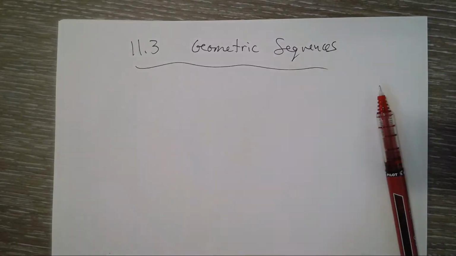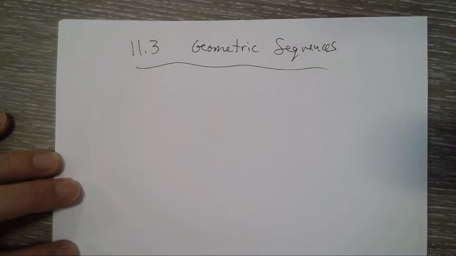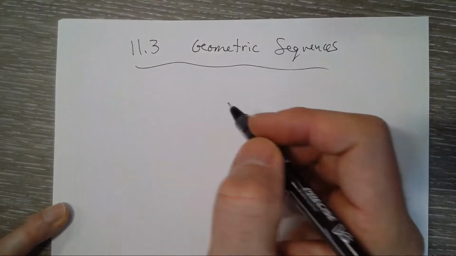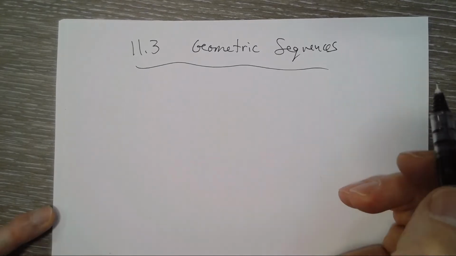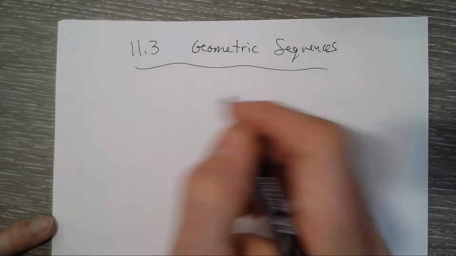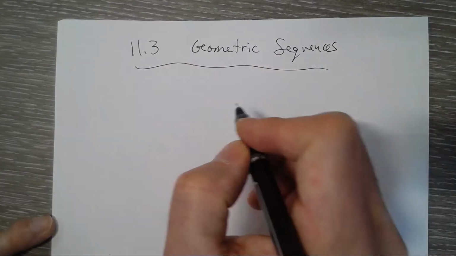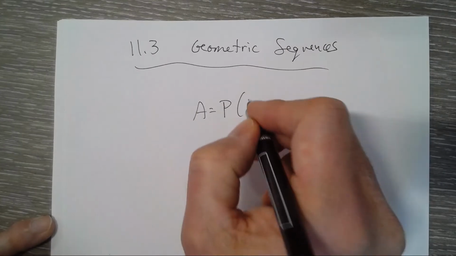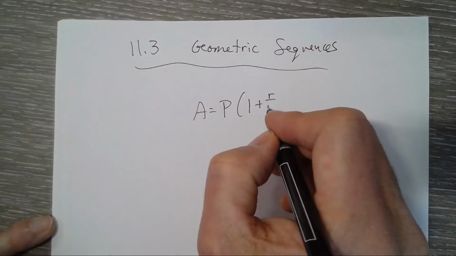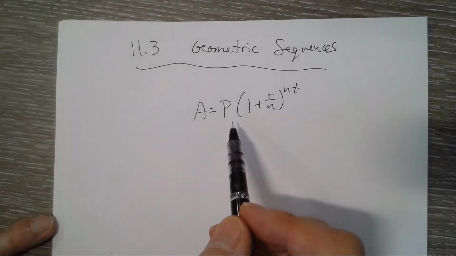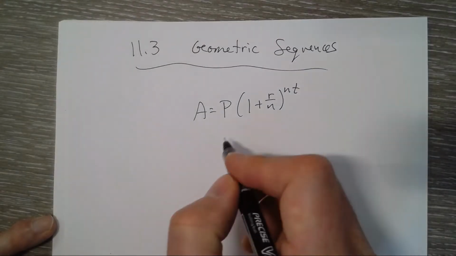Alright, so one other type of problem you'll see in the 11.3 section, geometric sequences, has to do with investments and how much money you're going to end up with. So back in Algebra 2 and earlier in this course actually, you had a formula or an equation that looked like this. This tells you how much money you'll have, where R is an interest rate.